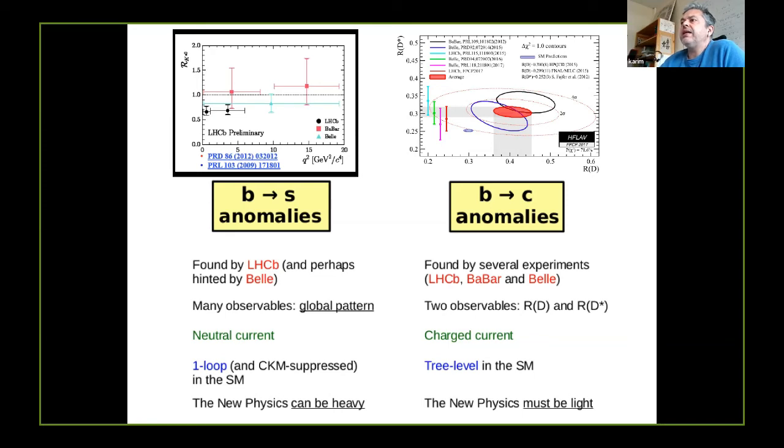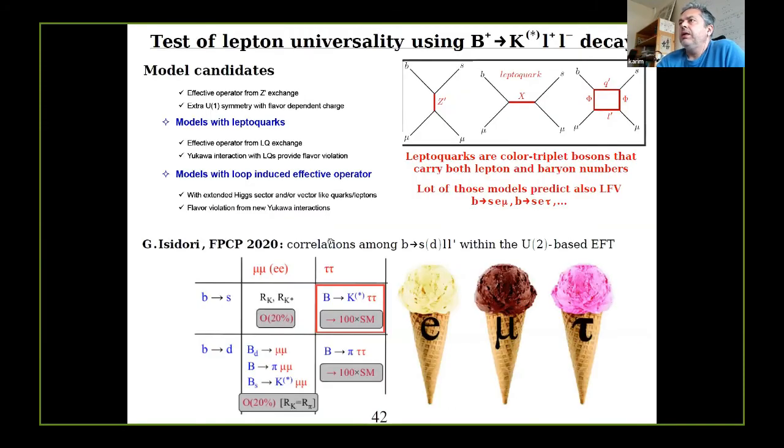I put side by side the B to S anomalies, so this RK star deviation from LHCb, and this time in the tau sector, I mean with the lepton being a tau in the final state, this RD and RD star deviation seen by Babar and other experiments. So it is in this context that you tune your model, in fact, to explain those deviations.